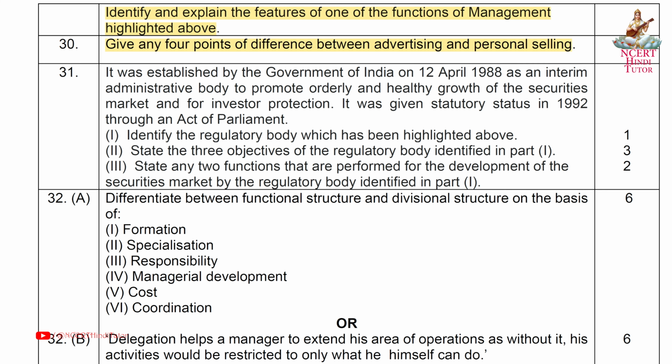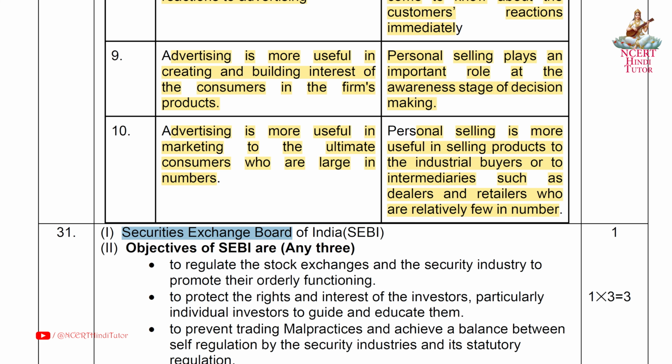Question 31. It was established by the Government of India on 12th April 1988 as an interim administrative body to promote orderly and healthy growth of the securities market and for investor protection. It was given statutory status in 1992 through an Act of Parliament. First, identify the regulatory body which has been highlighted above. Answer. Securities Exchange Board of India, that is SEBI.